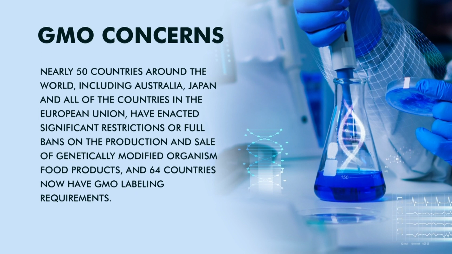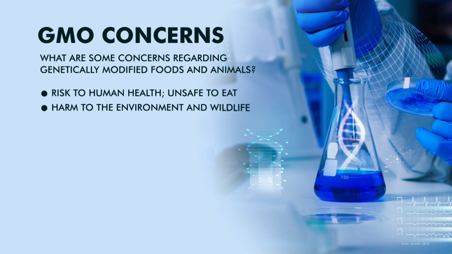Nearly 50 countries around the world, including Australia, Japan and all of the countries in the European Union, have enacted significant restrictions or full bans on the production and sale of genetically modified organism food products, and 64 countries now have GMO labeling requirements. It is because of these concerns.